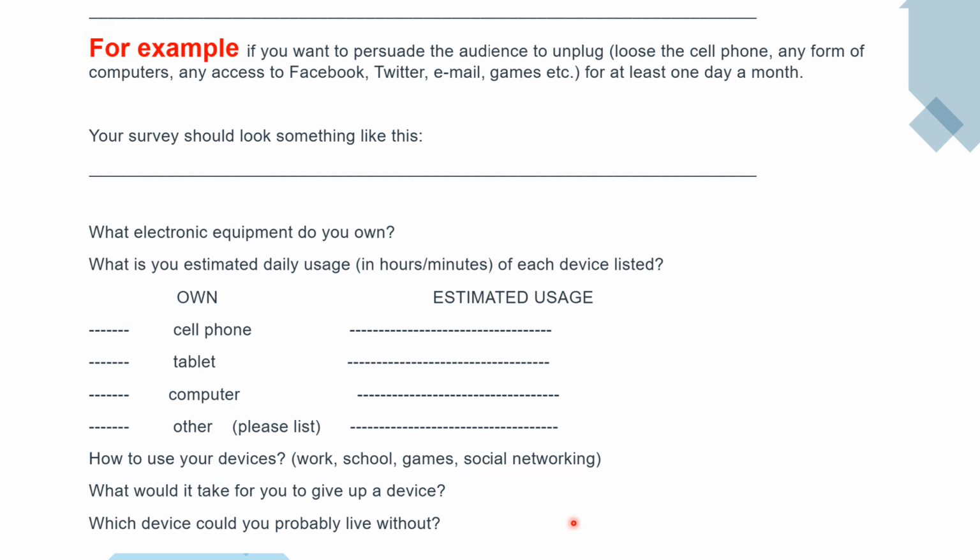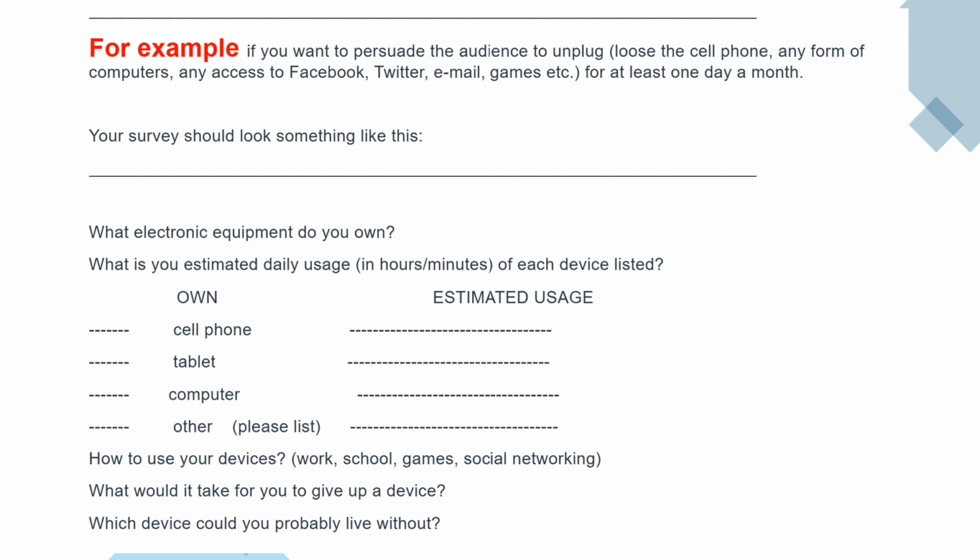So when I'm done, I can see their behaviors as it pertains to electronic usage. And I can also see their values. What will it take to give up this device? What could you probably live without? So I start to understand their thoughts. Remember, attitudes, beliefs, values are all thoughts, but you need to understand people's thoughts. Behaviors are their actions, and you need to understand that as well as it pertains to your persuasive presentation. Your persuasive topic, I should say.